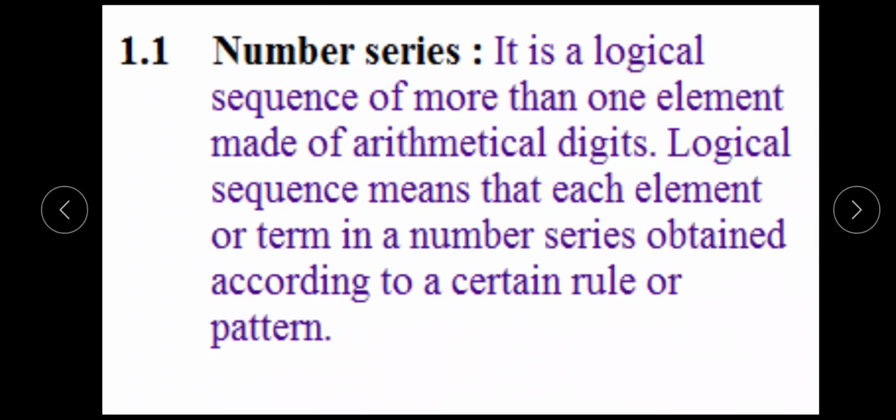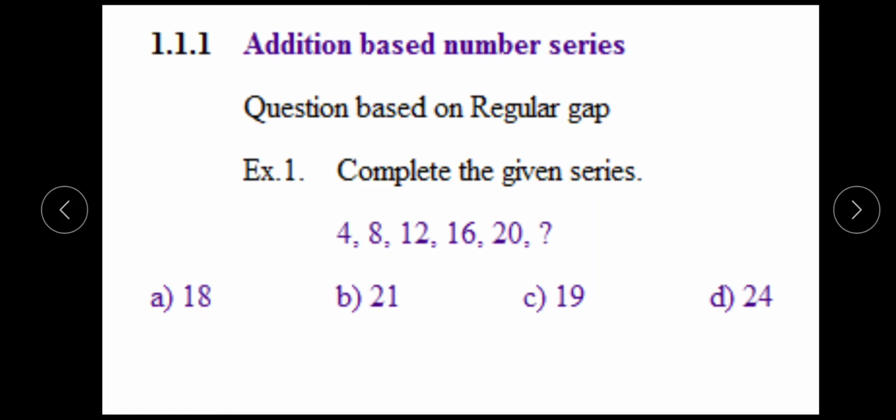Number series. It is a logical sequence of more than one element made of arithmetical digits. Logical sequence means that each element or term in a number series is obtained according to a certain rule or pattern. The first type is addition based number series. It means numbers are arranged according to additions. If we add something to the first term, second term, third term, we can get the next terms. For example, complete the given series.